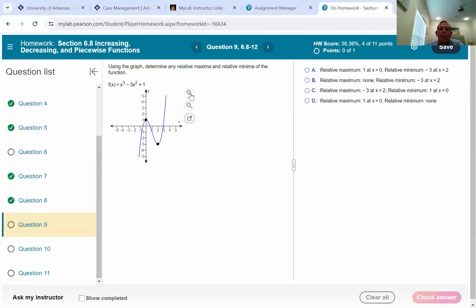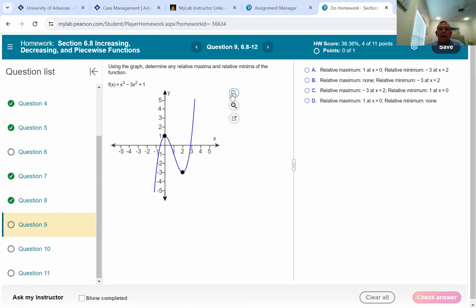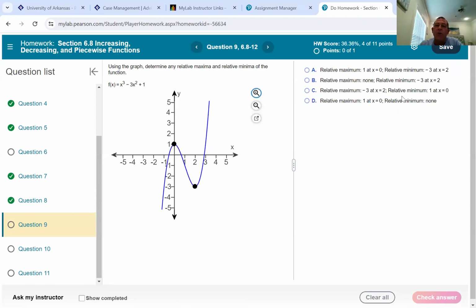So there's only one more of these. Let's play with it. But look, this one, they're giving you choices for the minimum and maximum. So the maximum, that little hump, is that maximum a 1 at x equals 0? None they got. Is it negative 3 at x equals 2? Or is it 1 at x equals 0? And then the relative minimum, the little valley there, is it negative 3 at x equals 2? So A and B both say negative 3 at x equals 2. And then I got a 1 at x equals 0, and then a none.